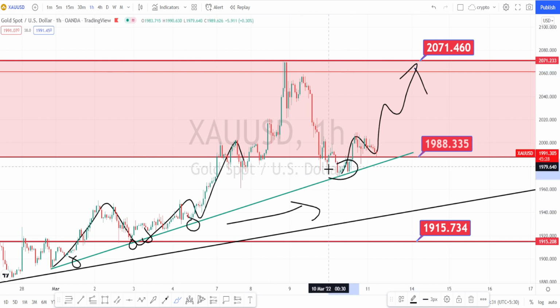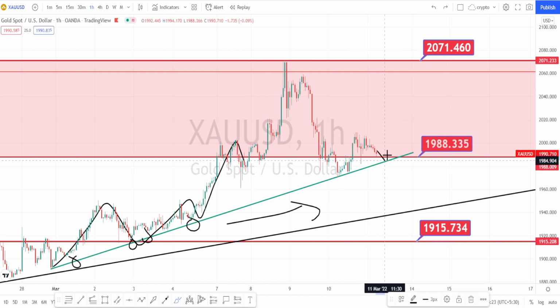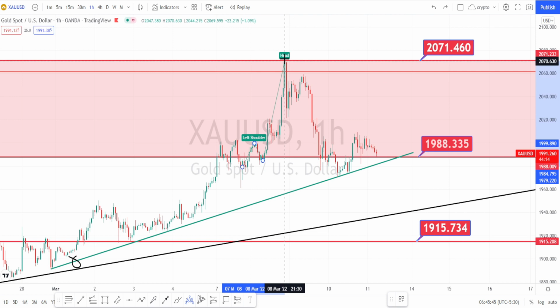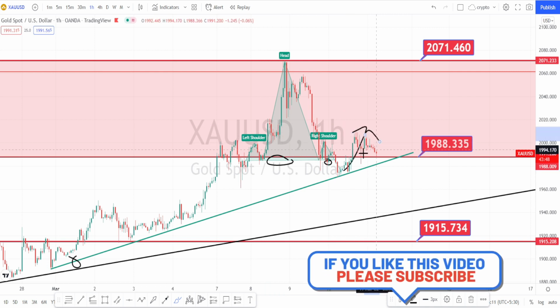Previously it has also tested this trend line or the support line and bounced back on the bullish side. Again it is retracing. We can expect it to take support on the trend line, but you can also notice that the trend line is on the bullish side and it is moving more on the bullish side every time it retraces. When we look at the pattern formation, previously it had formed a pattern similar to a head and shoulders, and it couldn't succeed in breaking this neckline. You can notice that it has bounced back on the bullish side.